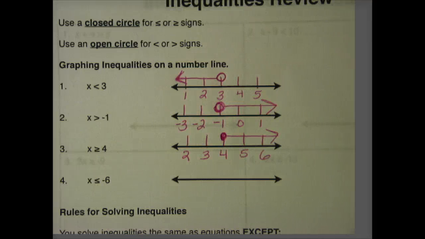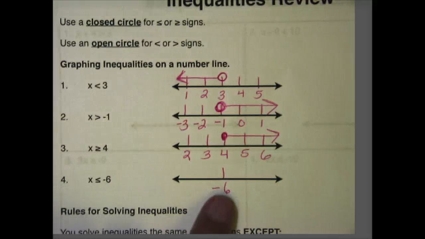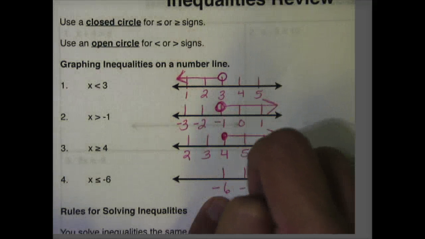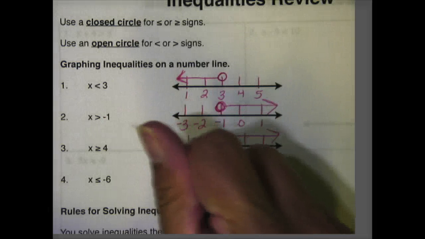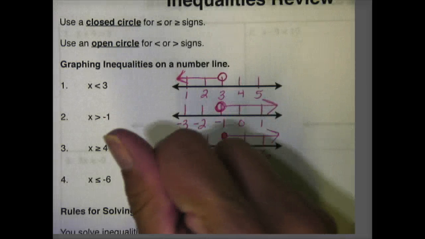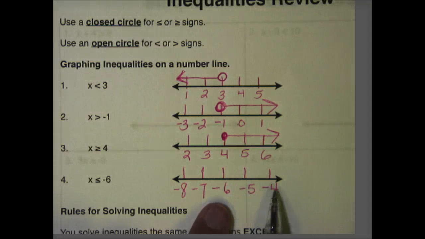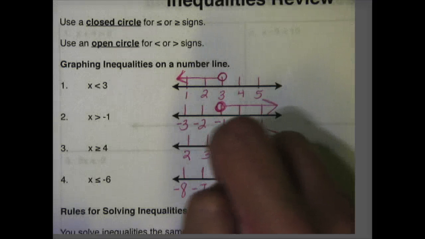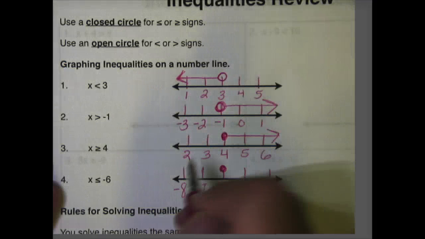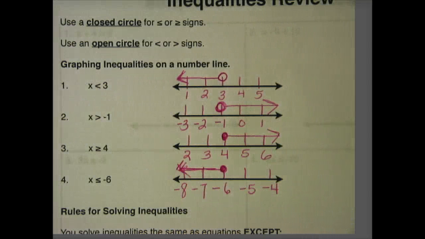Number 4, x is less than or equal to -6. Be careful making your number lines with negatives because remember that negatives are a little bit opposite from what we're used to with positive numbers, and so it looks like they get smaller, but they actually do get bigger. So we have a closed circle because it's less than or equal to, and everything to the left is less than. So we'll go ahead and draw our arrow to the left.